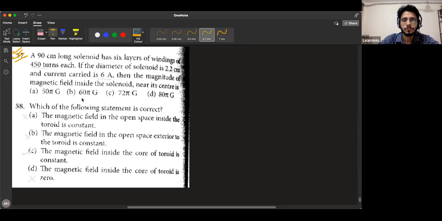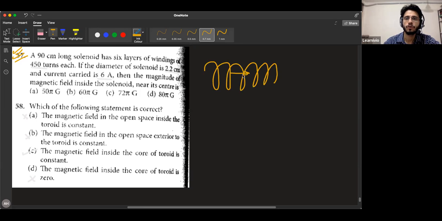Sir, by inside the solenoid, you mean inside the coil or inside the circle? Inside the circle. This way. Like in region 1 or? Yeah, it's solenoid, not the toroid. Okay, sir.